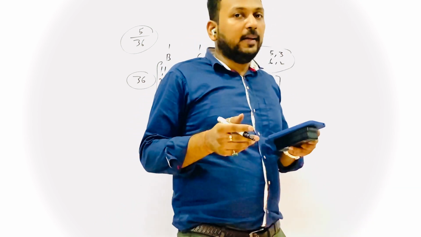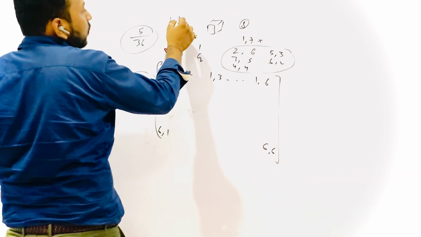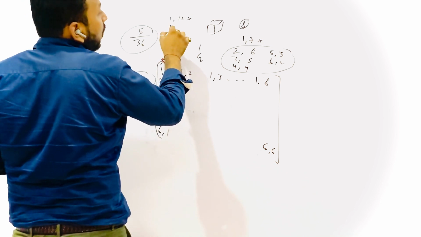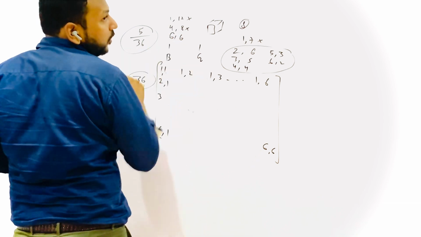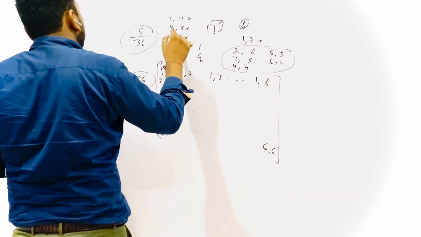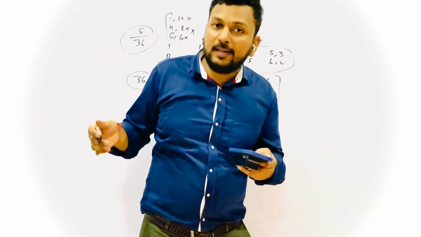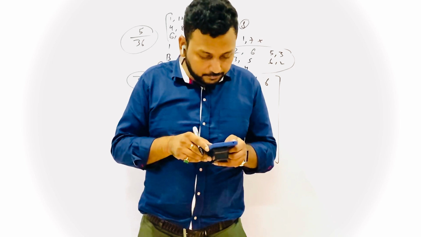Then the sum is 13. So how can 13 come? 1, 12 is not possible. 4, 8 is also not possible. 6, 6 is also not possible. Nothing is possible. That means getting a sum of 13 is impossible. That is 0 probability. It is not possible.